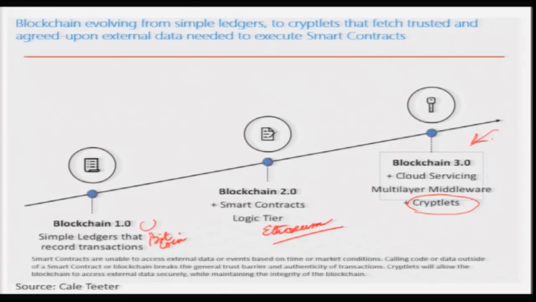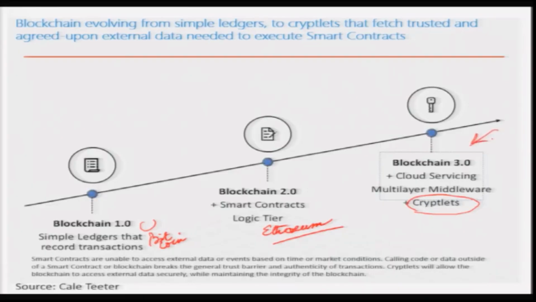So, there is a problem connecting real world data to the blockchain, especially if a function like a smart contract depends on the current stock price, for example. That kind of thing might be problematic, and therefore, cryptlets are designed to have a secure way of interacting with external data. So, that is the evolution of blockchain technology, and that is where we stand today.